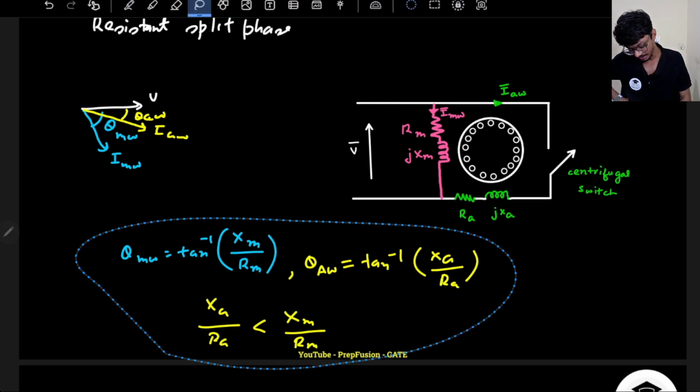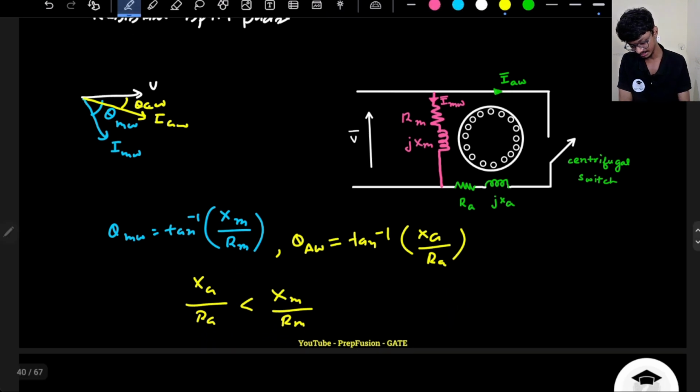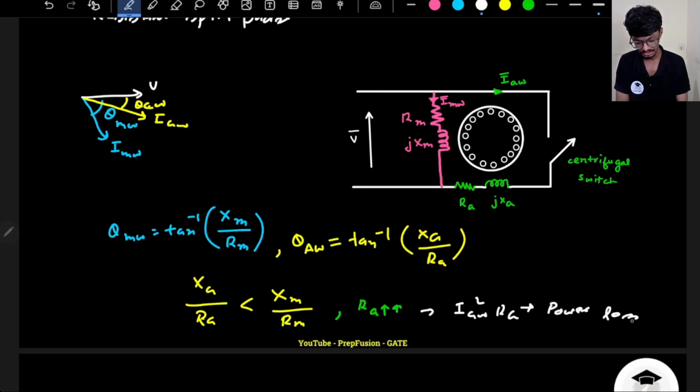That's it. So in resistance split we do this, but of course you remember, if I am adding a resistor there is power loss. That is the disadvantage, because if I am increasing Ra, that basically means the Iaw square Ra is increasing. Due to that, additional power loss will be there. So during starting this loss we have to bear. That's the only thing.